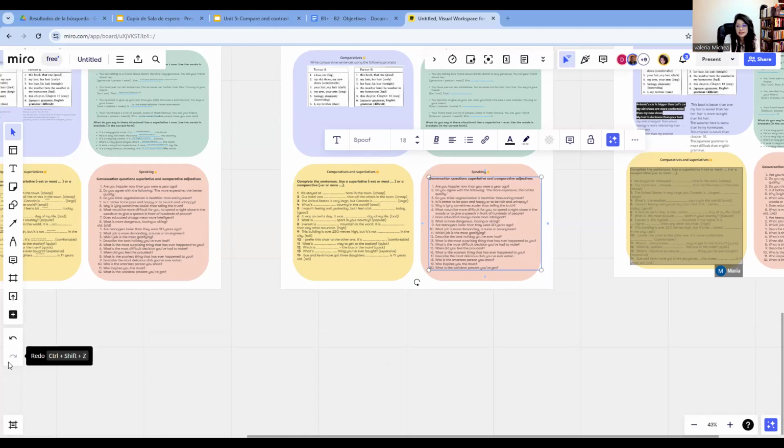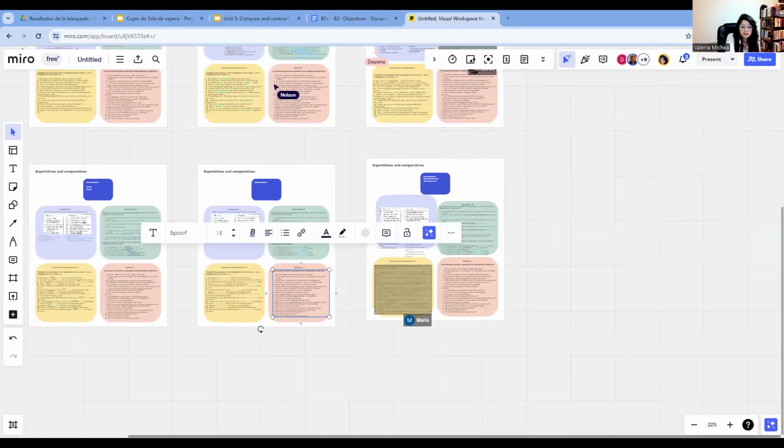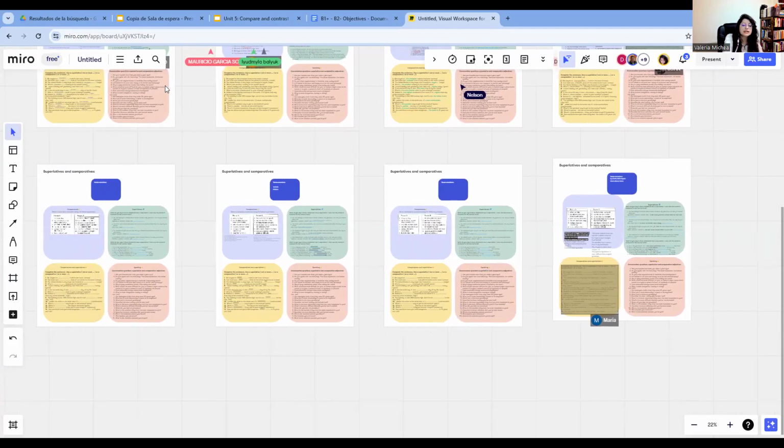Although I'm going to share the link on the WhatsApp group, so if you want to check them before the class, that's okay. It's not a problem. What else? I think that with this topic, we have already covered all that you need to know about comparatives and superlatives.